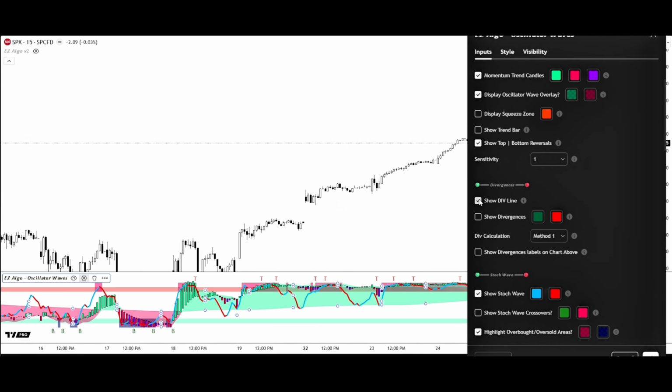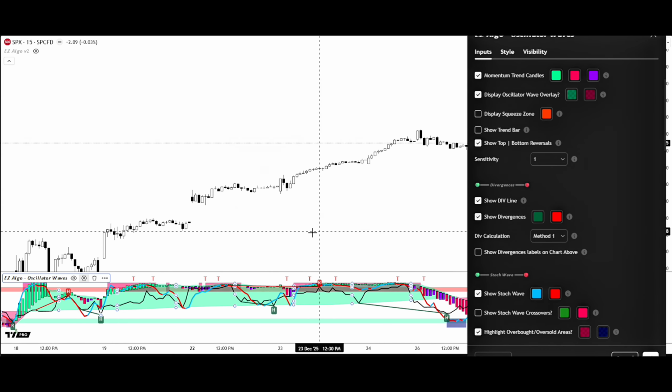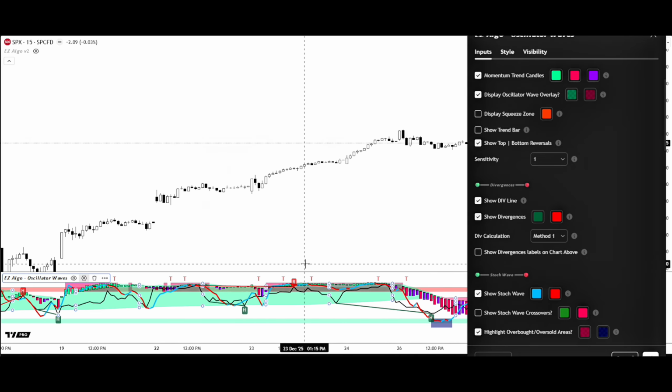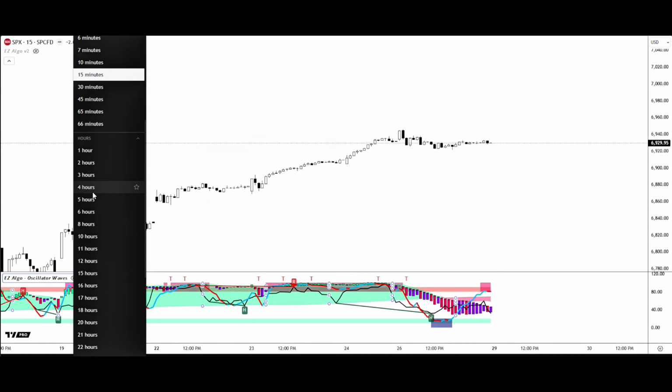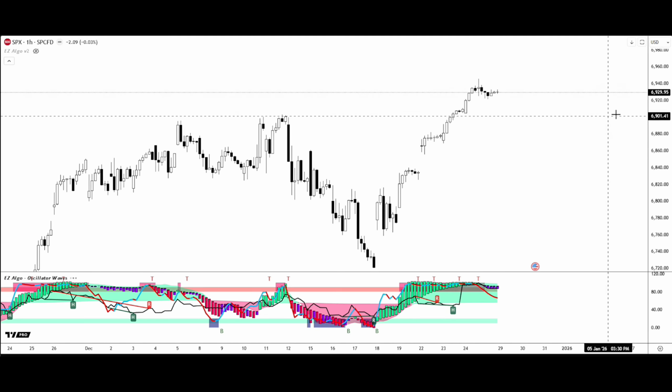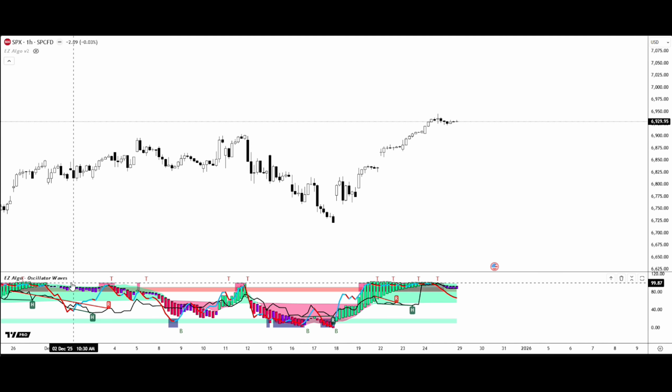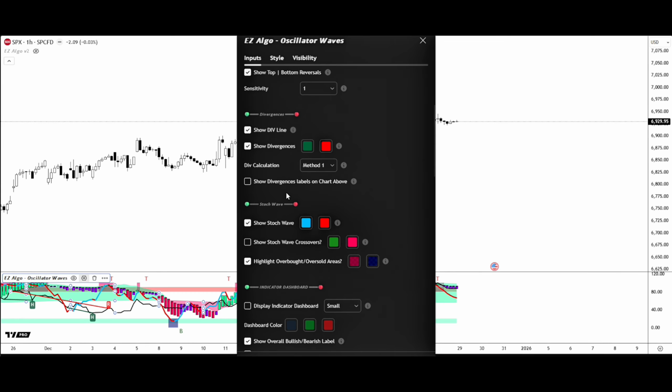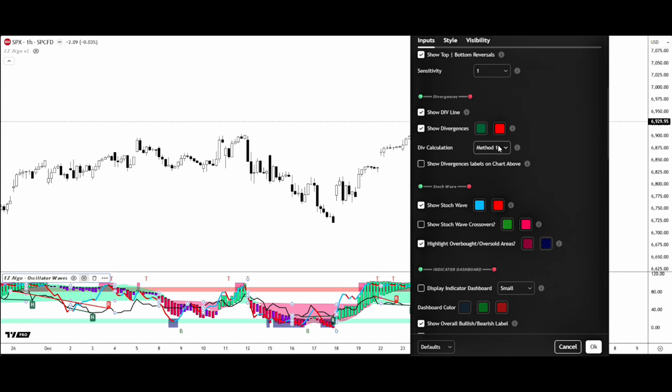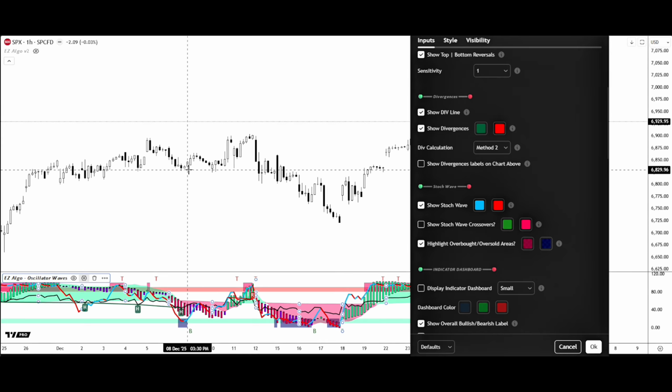We also have our divergence line, which is a div line right here. And this can accurately map out our regular divergences and our hidden divergences as well. Now for our div calculation, we have method 1 and method 2. Method 1 is just a created way to calculate divergences, which is going to give you more divergences to show up. Method 2 is just going to use our basic RSI settings for that.